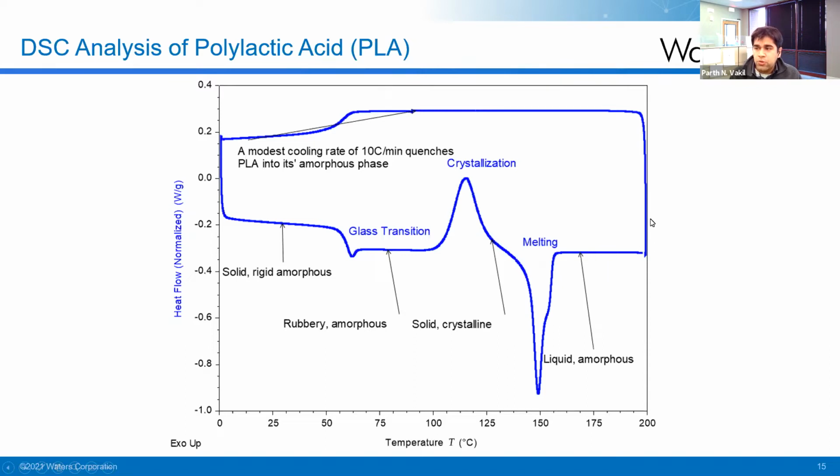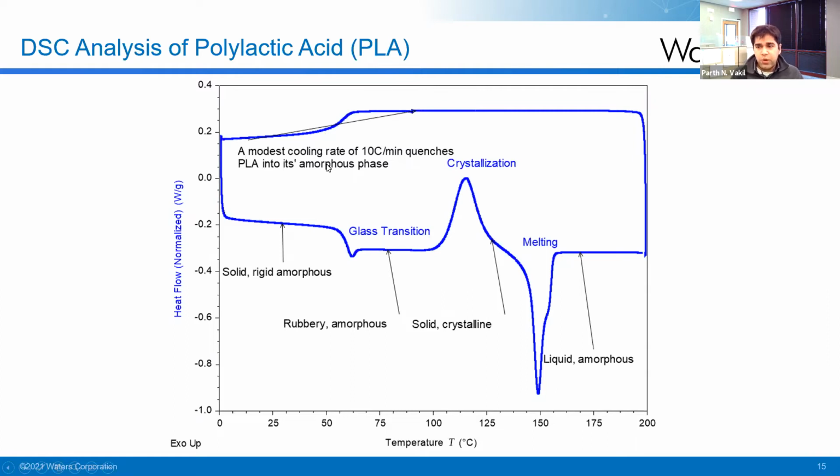And then upon cooling the PLA, depending on the cooling rate that you apply on the DSC, you can see that in this example, using a cooling rate of 10 C per minute basically causes this PLA to go straight into its amorphous phase. And you can see that glass transition, being a reproducible feature on heating and cooling, again shows up on the cooling curve.